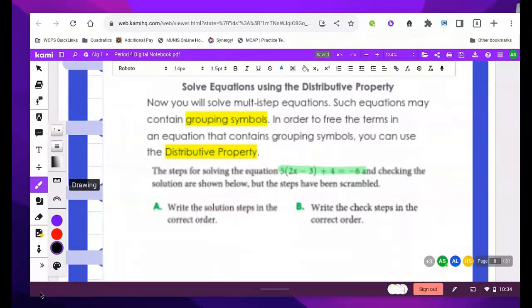So the first step that we need to do, we need to use the distributive property, and we need to multiply 5 times 2x, which gives us 10x, 5 times -3, which gives us -15. And notice that we keep the plus 4, we keep the equals -6 exactly how it was. We did nothing with it.